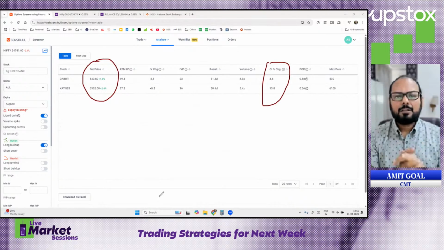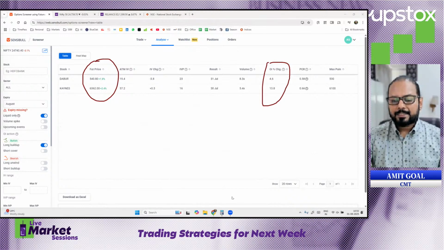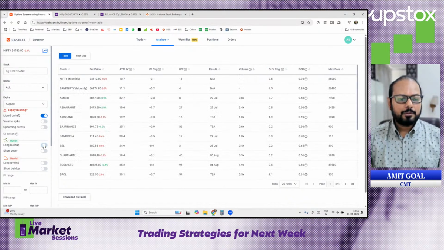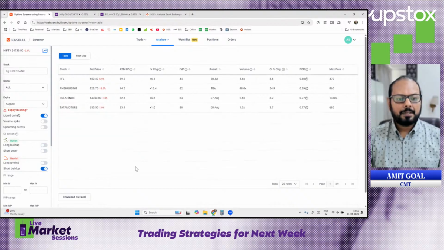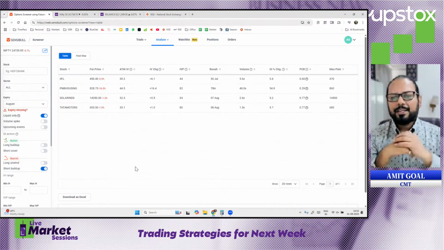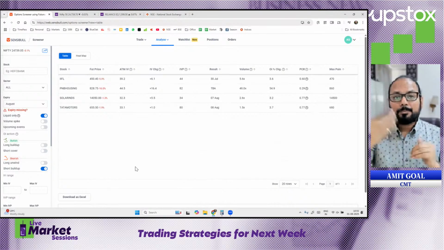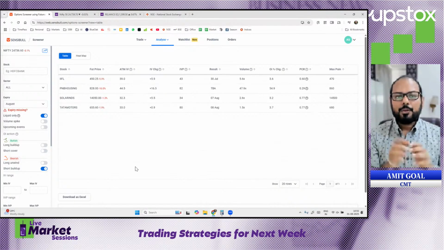Basis that, then you will set up a trade. Clear? Now this is on the long side. Similarly, remove the long side, look at the short build-up. You are finding these four stocks where the price is going down and the OI is increasing. So there is fresh build-up of short positions in these particular counters. Again, you have certain stocks ready for you for the next week's setup.